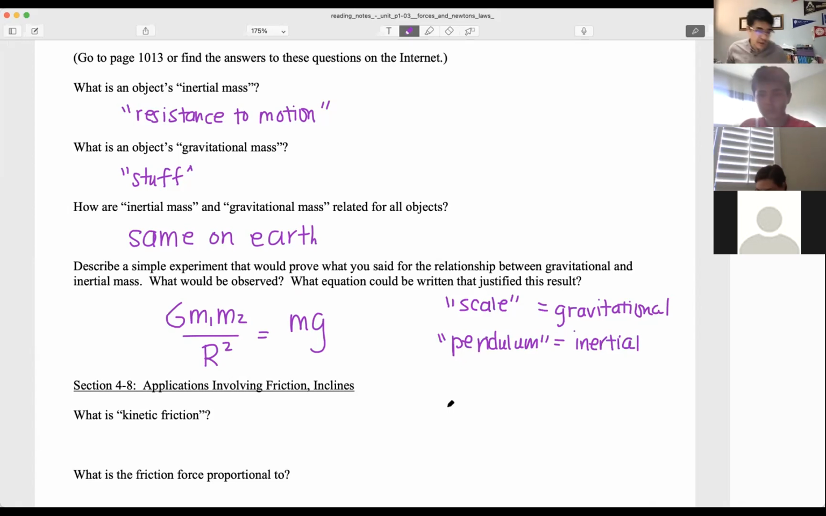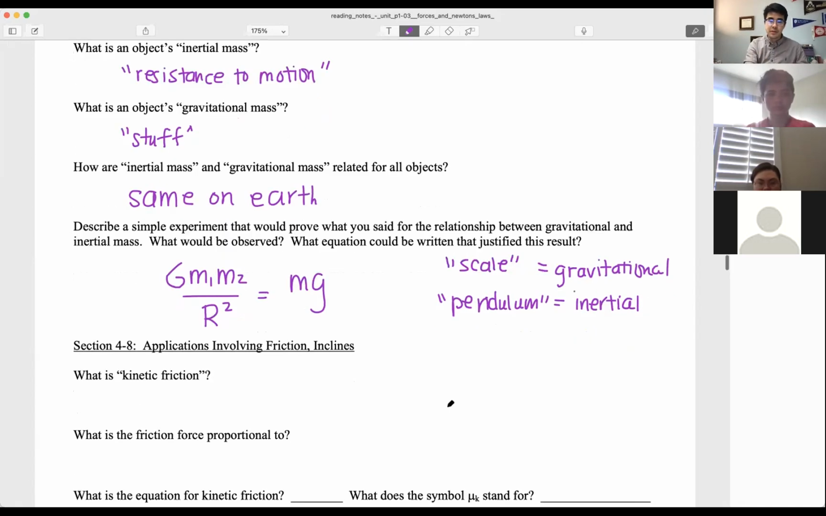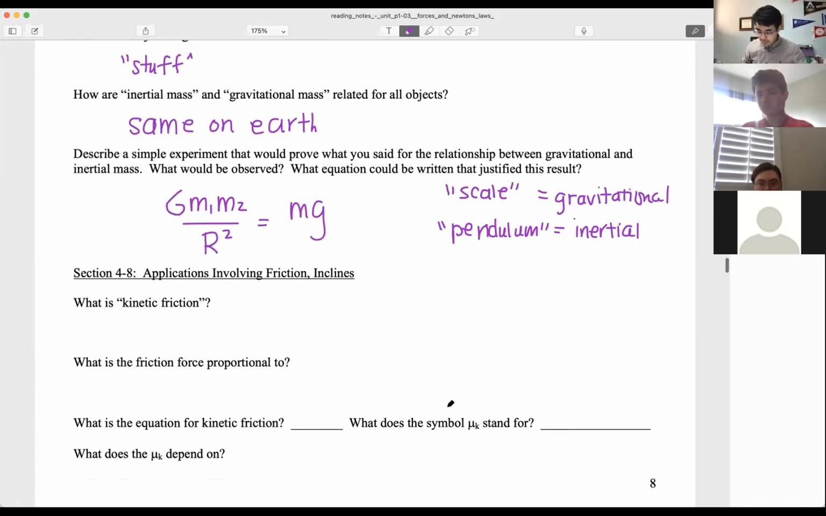So maybe that'd be a different way of thinking about it. Inertial is spring, something swinging back and forth. Pendulum just straight down. Okay.